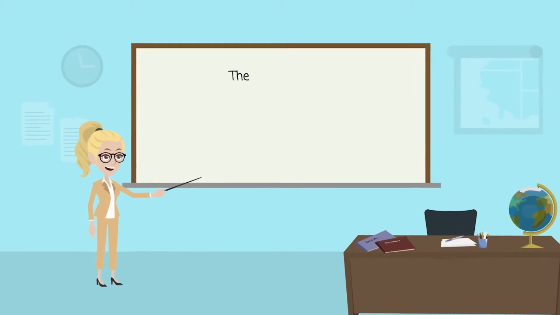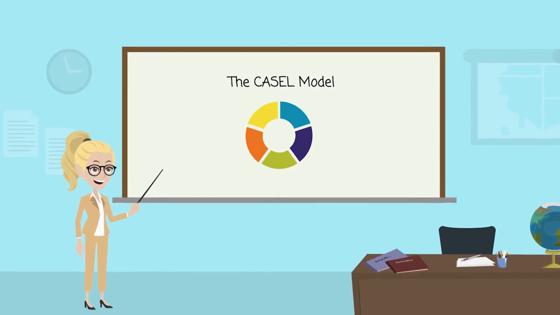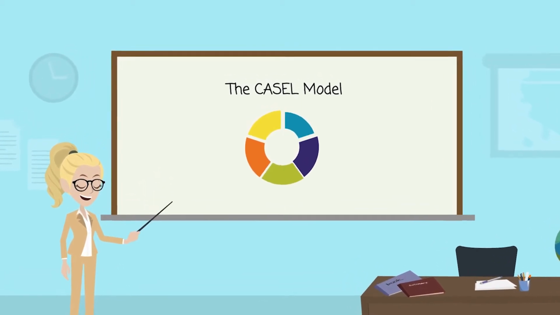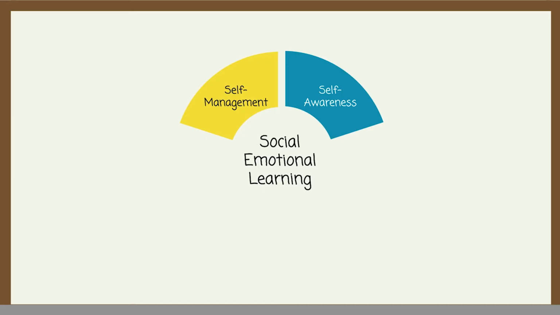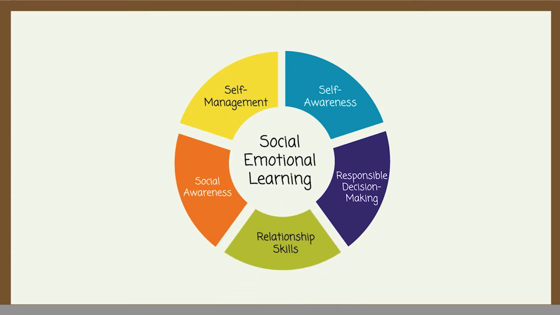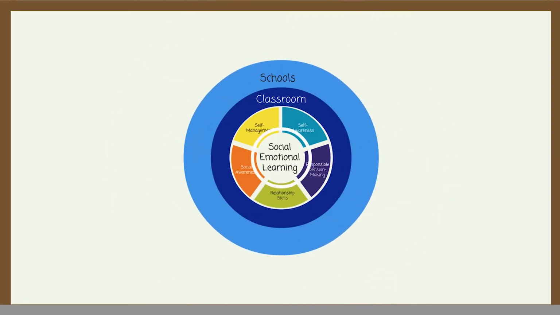The Collaborative for Academic and Social Emotional Learning model, a well-researched and universally recognized framework, highlights SEL's role in education and human development. Social emotional learning encompasses the 5 different domains, which include self-awareness, self-management, social awareness, good decision-making skills, and building relationships. Social emotional learning looks at the connection between the classroom, the school, and the community as a whole.